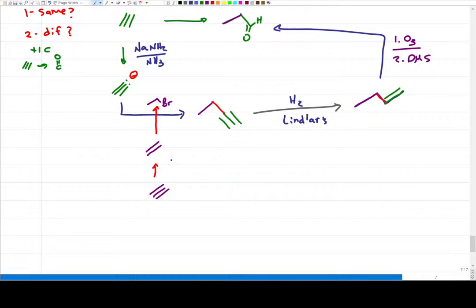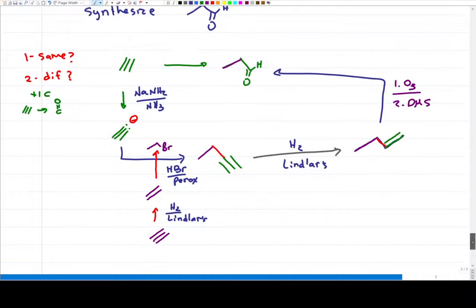Let's go down to the other one. Once again, we can do H2 and a Lindlar's catalyst. That will give me an alkene, and then we can do HBr and peroxides to give us our primary bromine, an anti-Markovnikov addition, or in this case they're both primary, so there's no Markovnikov going on here. And that's it. That's my reaction come together.